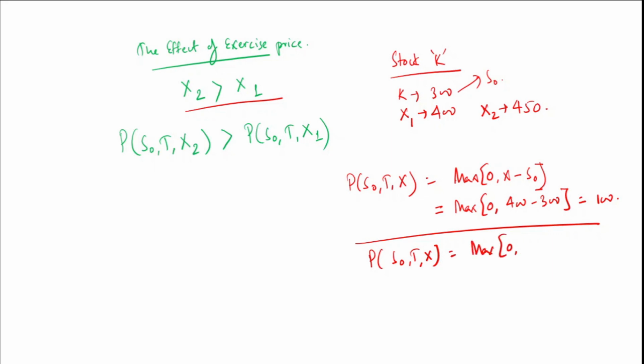Max of 0 and X minus S naught equals max of 0 and 450 minus 300, which equals 150. This is the given case. So whenever we have a higher exercise price, then we'll get a higher value of put option. This condition should hold: a higher exercise price will generate a higher value of put option, and a lower exercise price will generate a lower value of put option.